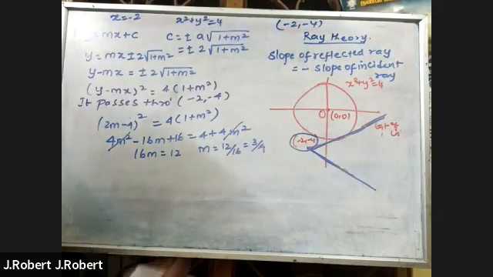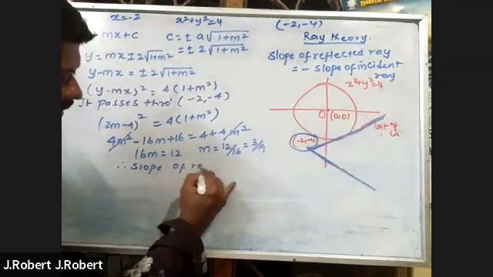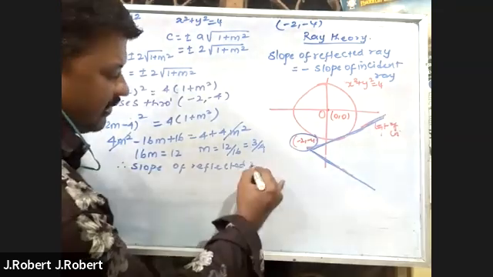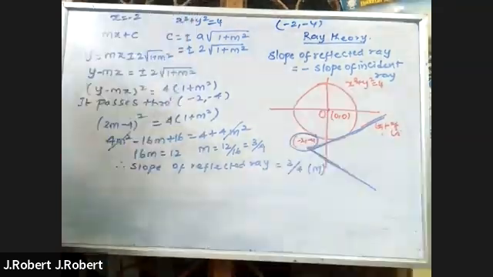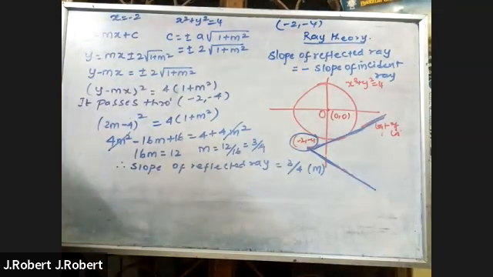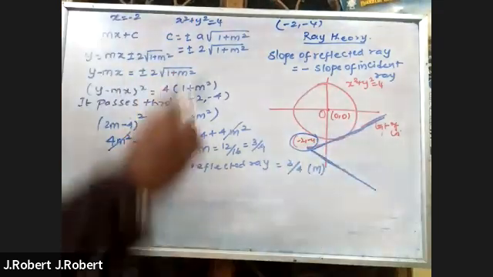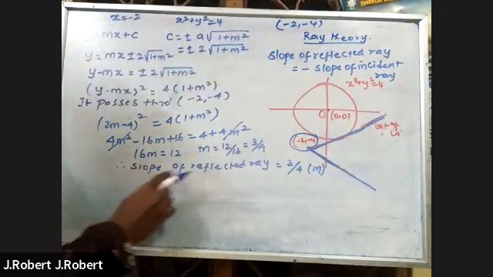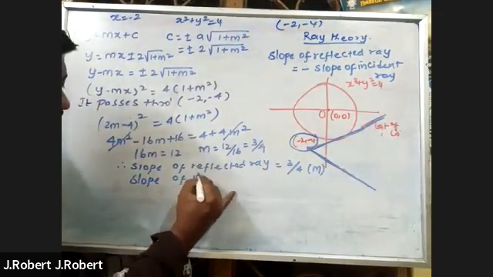And the tangent is called the reflected ray. Therefore, the slope of the reflected ray is 3 by 4. Say this is m. Pay attention, there is an important condition here. The slope of the reflected ray is equal to minus of the slope of the incident ray. I have found the slope of the reflected ray. I want to find out the slope of the incident ray.